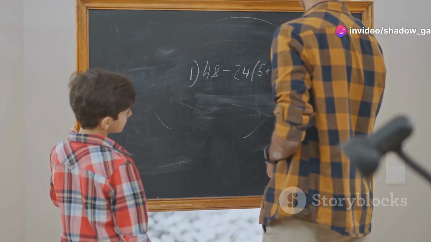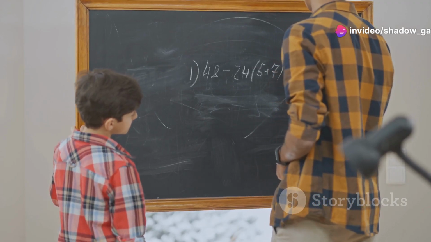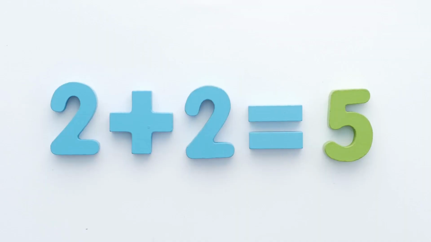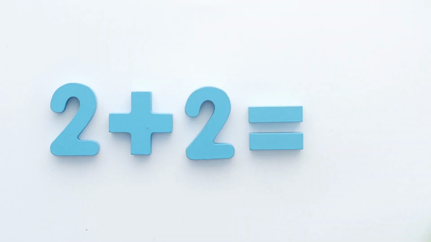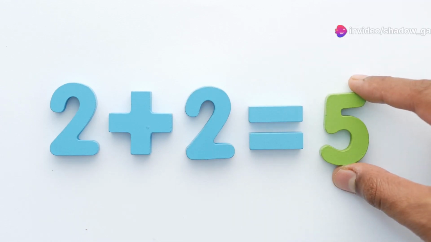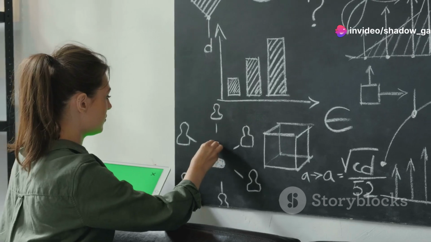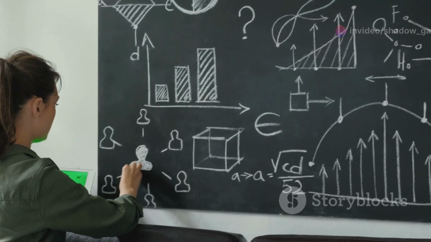Step 3. Isolate the variable term. This step is crucial as it helps us to focus on the variable we need to solve for. Add 6 to both sides. 2 plus 6 equals 2x minus 6 plus 6. By doing this, we move the constant term to the other side. This gives us 8 equals 2x. Now we have an even simpler equation to work with.